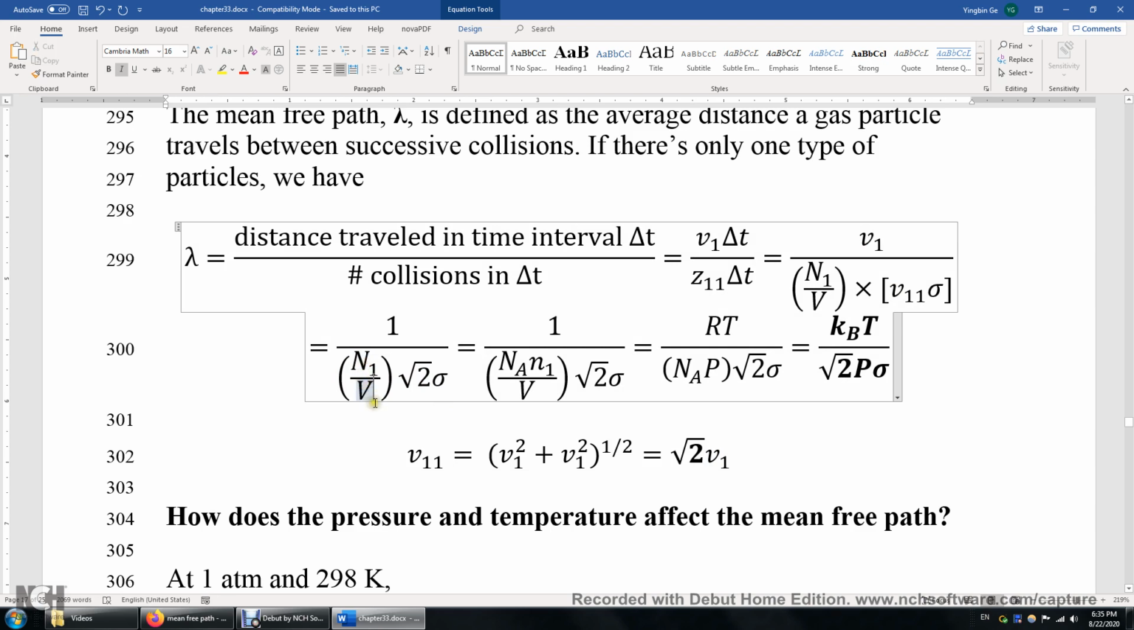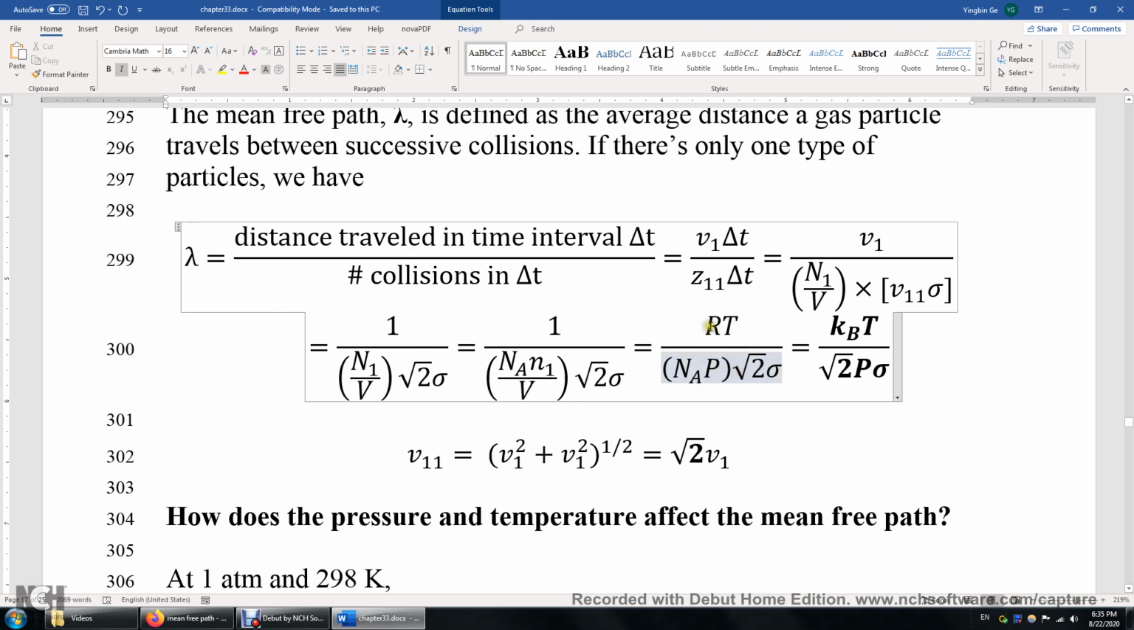This is the number density. This is the number of type 1 atoms or molecules in this volume v. And we can rewrite this n1 as a product of the Avogadro constant and the number of moles. Why do we do this? Well, n over v is simply p over RT. That's why. So we can express this in terms of pressure and temperature. And usually it's easy to measure the temperature and pressure. So we have this equation for the mean free path.